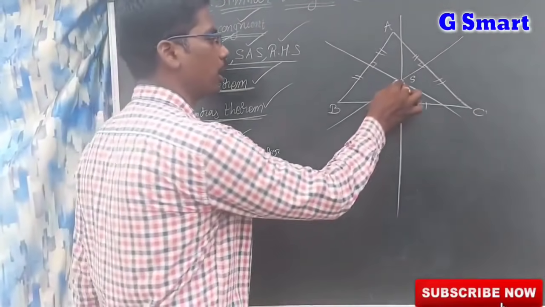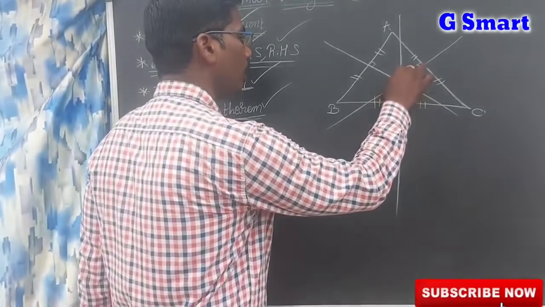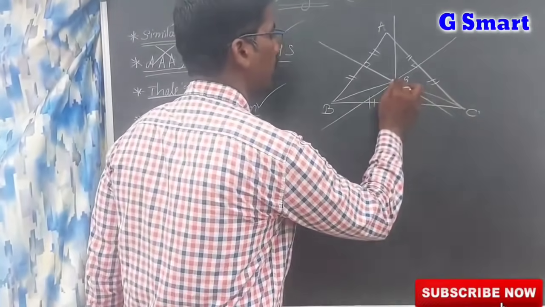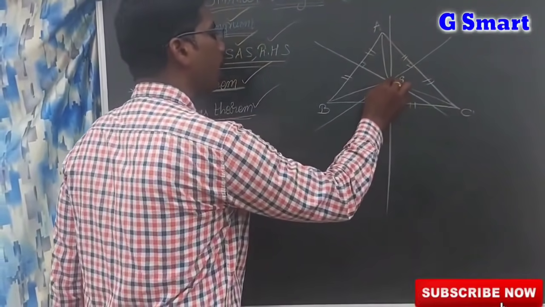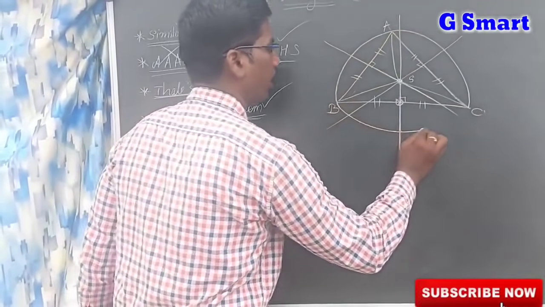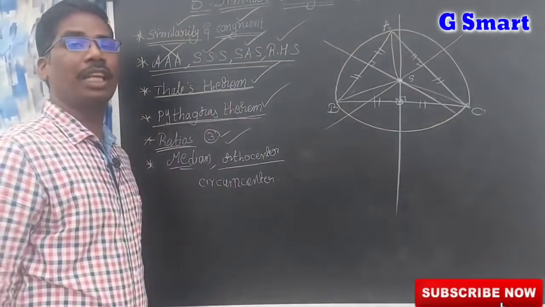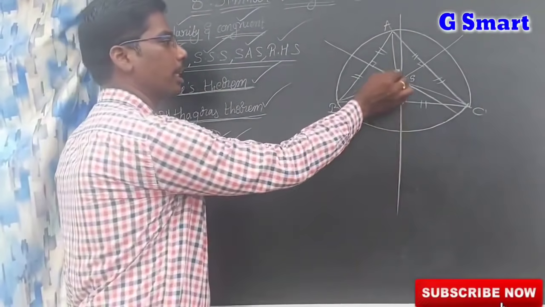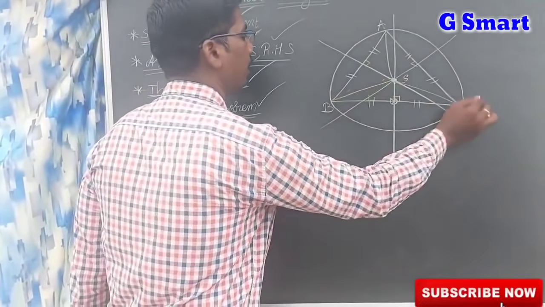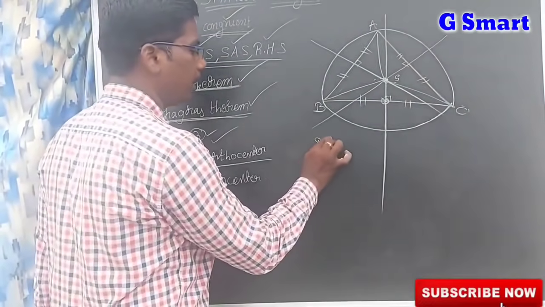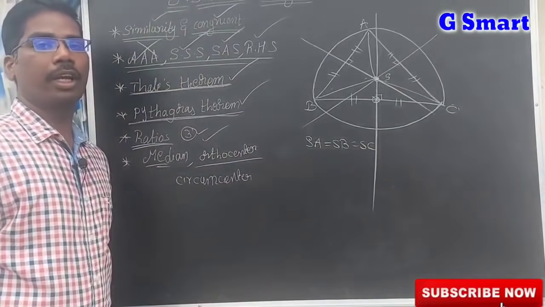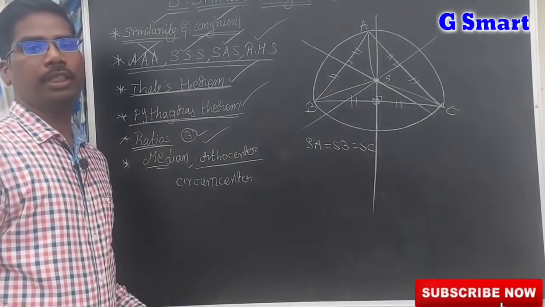Perpendicular bisectors, so circumcenter. Now see here, from this point to this, the radius, this is also a radius and this is also a radius. Using this as center and these as radius, if you draw a circle, then this circle passes through the three vertices of the triangle. This is called the circumcircle. This center is called the circumcenter. So we can say SA equals SB equals SC because they are radii. These are called circumradius. This is a very important concept they may ask.